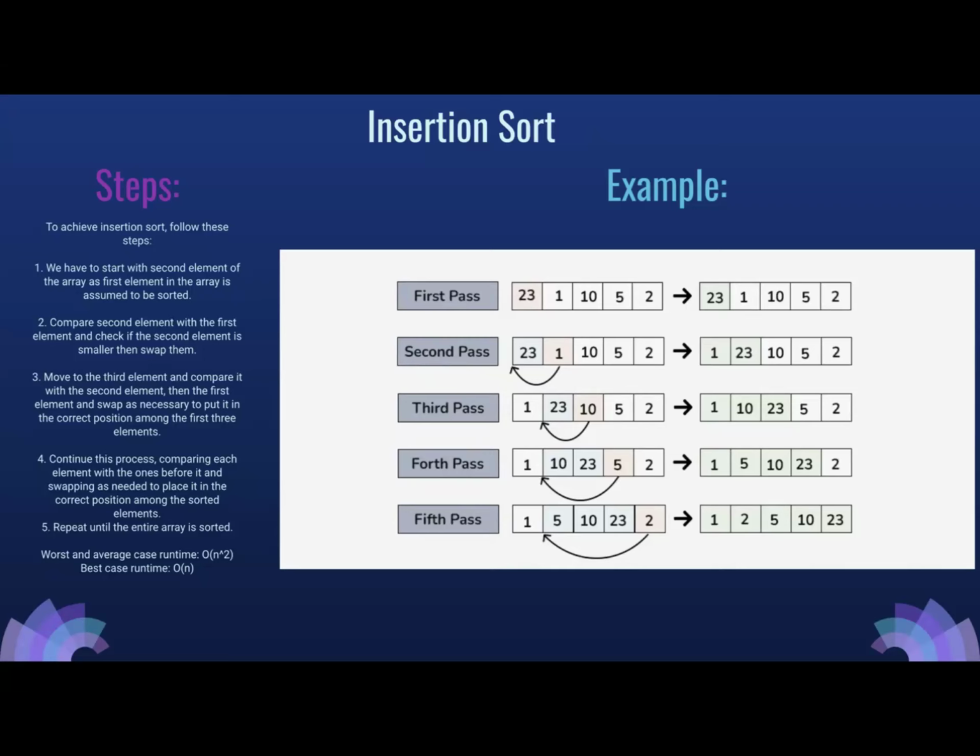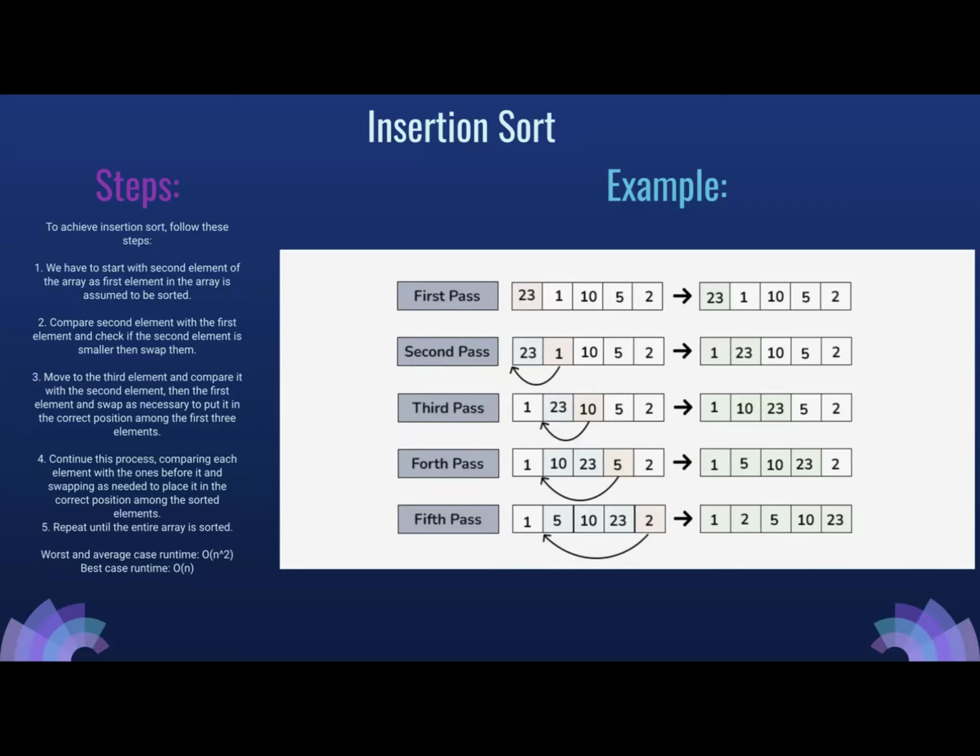Since 1 is less than 23, we shift 23 to the right. We place 1 in the section in 23's previous element, and then we continue on. And that's it, honestly. That's insertion sort.